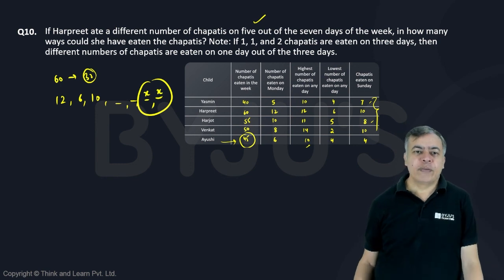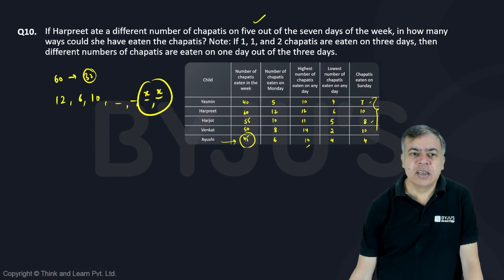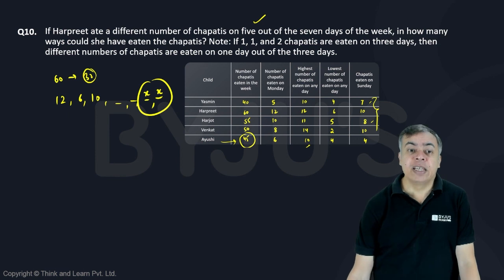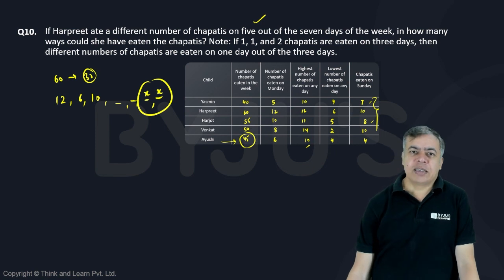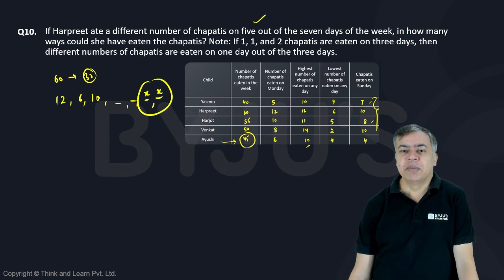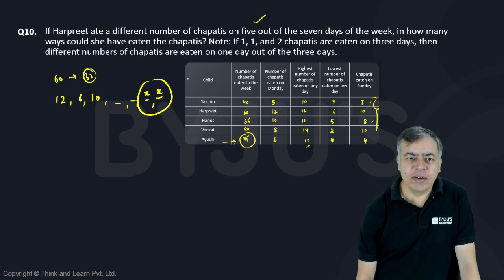So he's saying that different number of chapatis. Here he's saying, what is the question? How many ways? So how many ways? Okay. And now this question was time consuming, right? Because you have 32 chapatis left, where maximum is 12, minimum is 6. Maximum is 12, minimum is 6. So you can have those two numbers, right, which are equal.